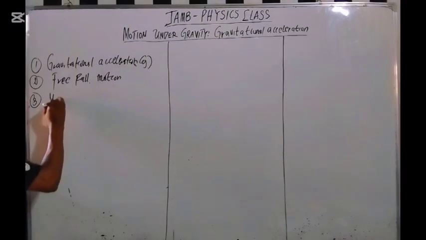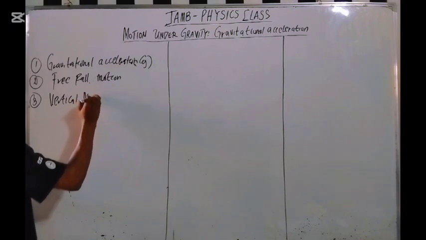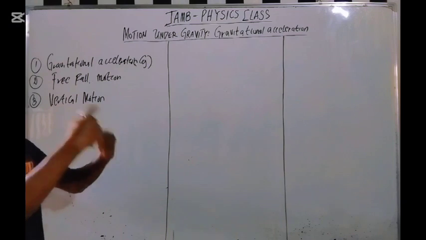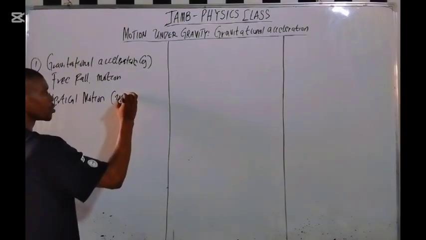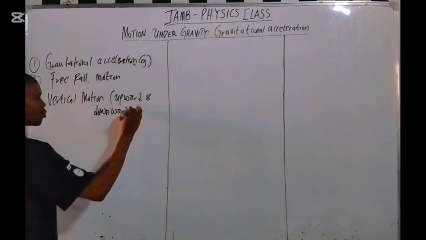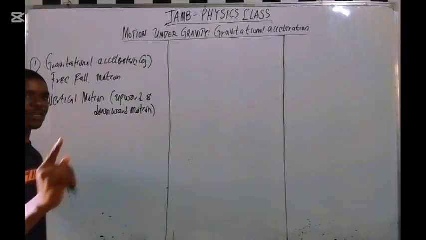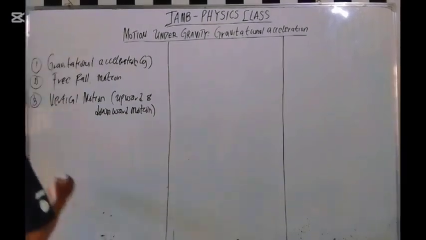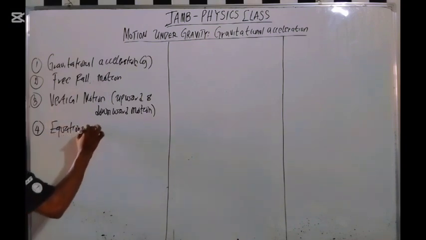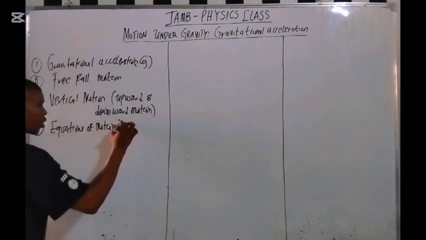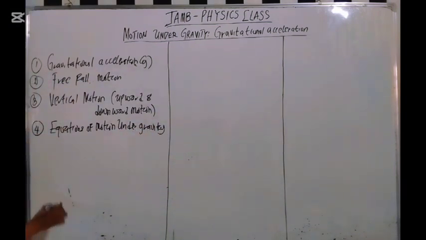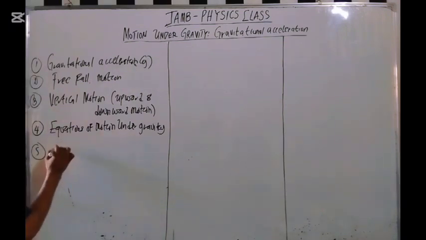Number 3, vertical motion. This vertical motion is divided into 2: we have the upward motion and the downward motion. Make sure you're writing. It's very important. Number 4, equations of motion under gravity. Then number 5 is calculation.